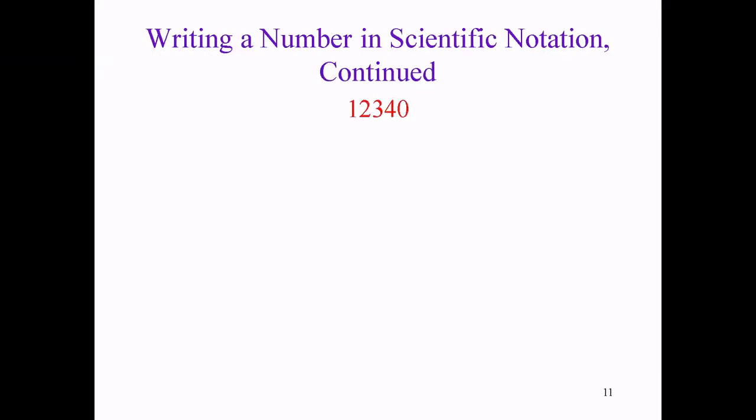So let's take a look at an example. If we have the number 12,340, first thing we're going to do is locate the decimal place. Now it's not written out, but I know that it's right here, right? When it's not written, it's right past the last number there. So I can write it out with the decimal place there.